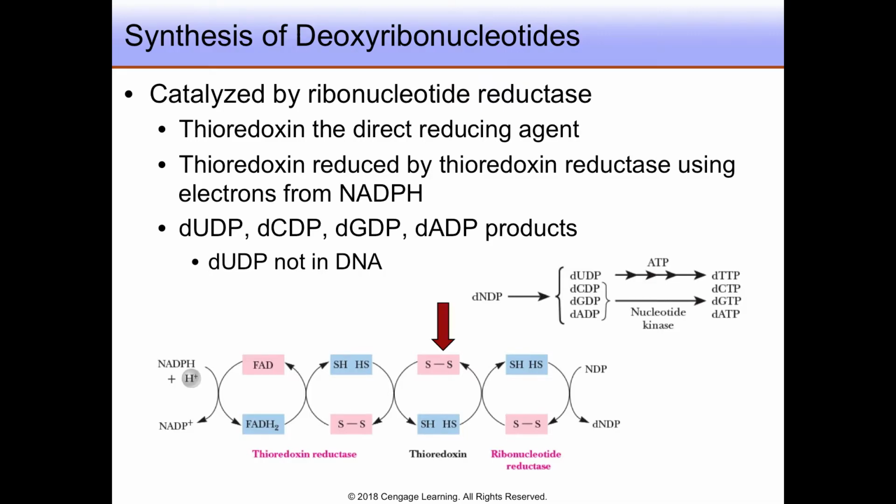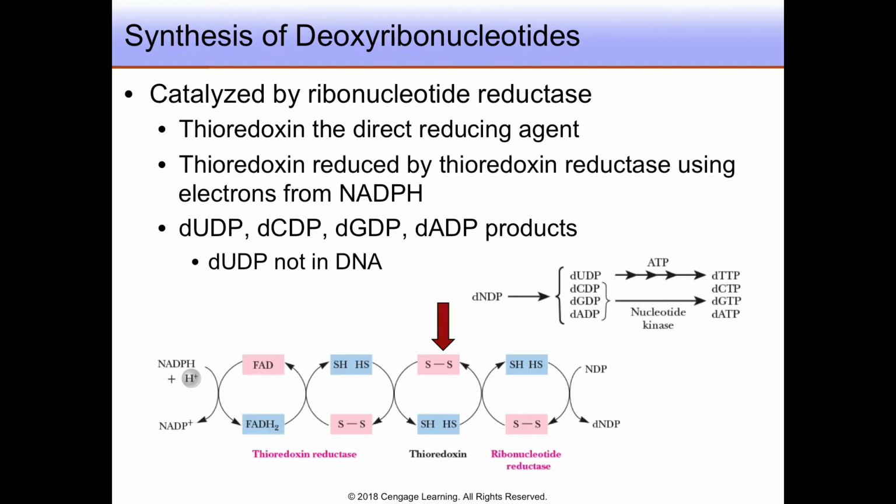First, thioredoxin is reduced by a separate enzyme, thioredoxin reductase, by the process outlined on the left of the figure. Electrons extracted from NADPH are first passed to an FAD cofactor and then to an oxidized disulfide bond. Ribonucleotide reductase then uses the electrons in the reduced sulfhydryls of thioredoxin to convert the nucleotide to its deoxy form. The products include deoxy-UDP, CDP, GDP, and ADP.